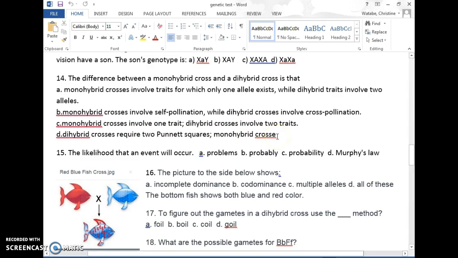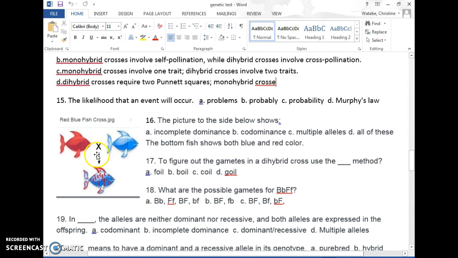Dihybrid crosses require two Punnett squares. A monohybrid cross. Number 15. The likelihood that an event will occur is A, problems, B, probably, C, probability, D, Murphy's Law. And again, the question is 15, the likelihood that an event will occur.